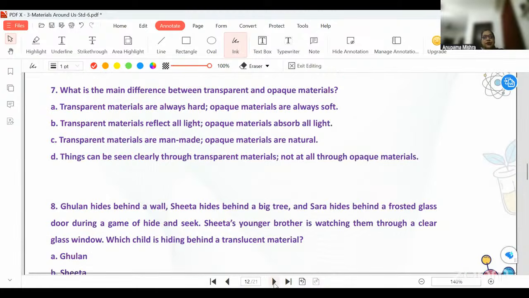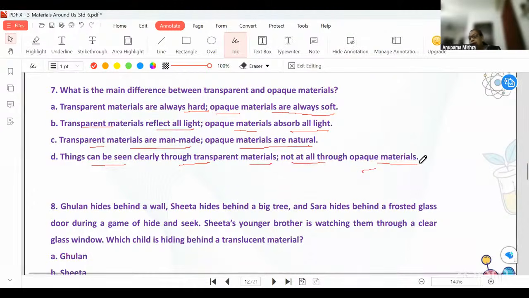Let us go to the seventh question. What is the main difference between transparent and opaque material? A tumbler is also called a bucket? We cannot say bucket because there is no handle on a tumbler. Transparent materials are always hard. Opaque materials are always soft. Transparent materials reflect all light. Opaque materials absorb all light. Transparent materials are man-made, opaque materials are natural. Things can be seen clearly through transparent materials, but not through opaque materials.